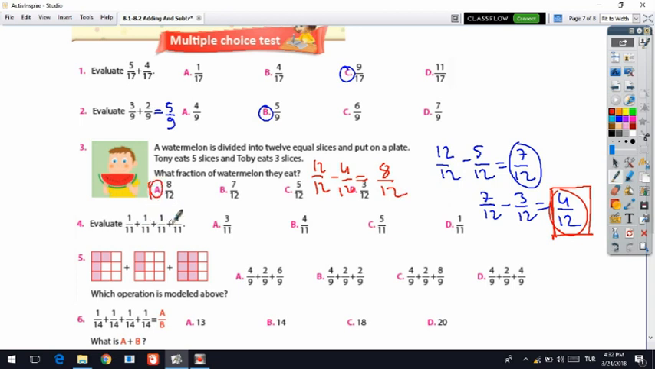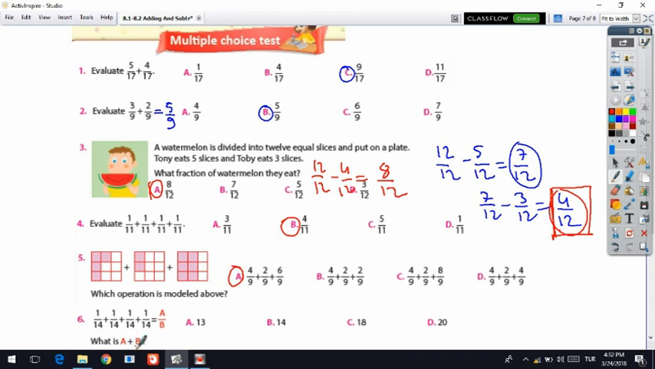1 plus 1 plus 1 plus 1 is equal to 4. 4 over 11. That is. Okay, next. Which operation is modeled above? This is 1, 2, 3, 4 over 9. This is 2 over 9. This is 1, 2, 3, 4, 5, 6 over 9. The answer is A.